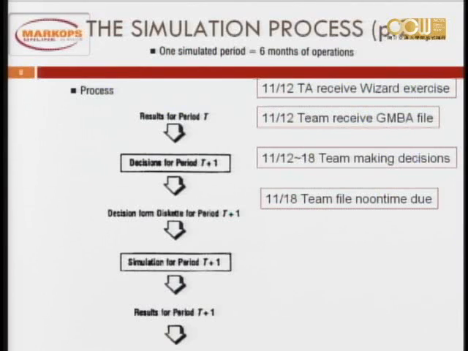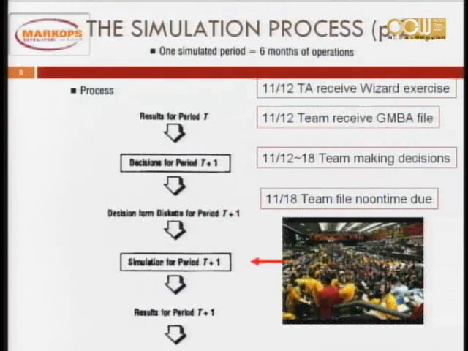So at that time I will receive that. Then I run this for you. These are called simulation. And simulation is under my control, okay?